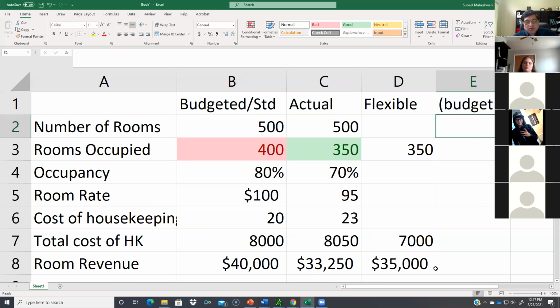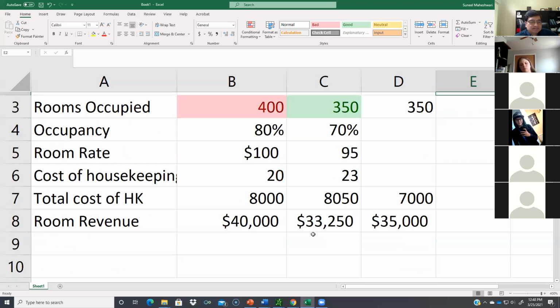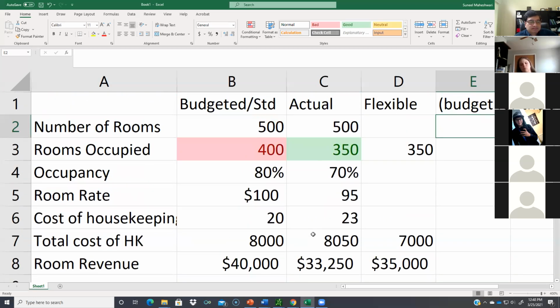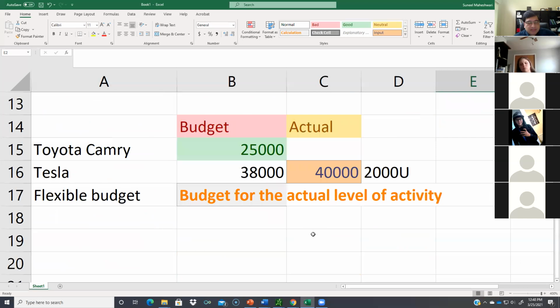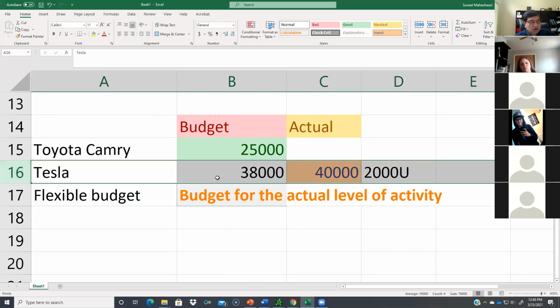Do you see that? I'm kind of confused. I'm just a little confused on why they wouldn't be comparable if they're under the same category. And also why you multiplied it by the budgeted housekeeping cost rather than the actual. Okay. Let me continue with this example of Tesla.